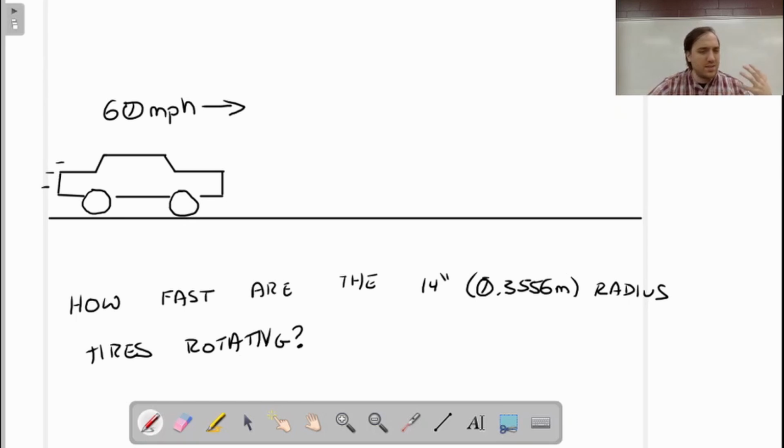So how does this work? How does this translation help us? Well, let's say we have a car moving 60 miles per hour. That is its tangential velocity. How fast are the 14-inch tires rotating? Well, first, let's get 60 miles per hour in meters per second, so it's actually useful. 60 miles per hour is 26.82 meters per second. So this car is moving at 26.82 meters per second. If I'm keeping that constant velocity, how fast are the tires rotating? Well, 14-inch radius is 0.3556 meters.